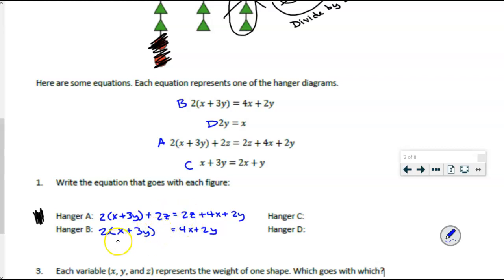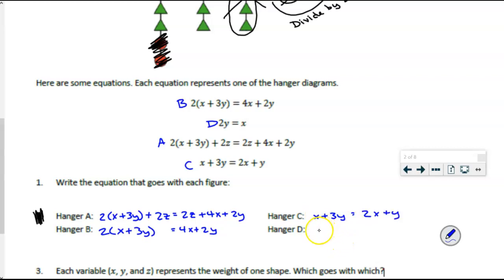This is an interesting step to take here. Remember, we're dividing each side by 2. So if I divide by 2, we get rid of that second group. But I have to divide everything by 2. So 4x divided by 2 leaves us with 2x, and 2y divided by 2 leaves me with 1y, which is how we get to x plus 3y is equal to 2x plus y.